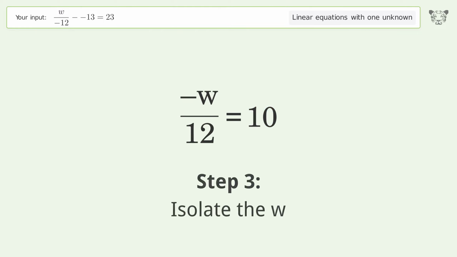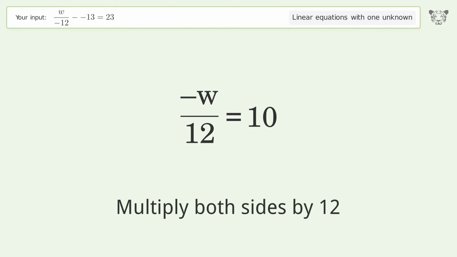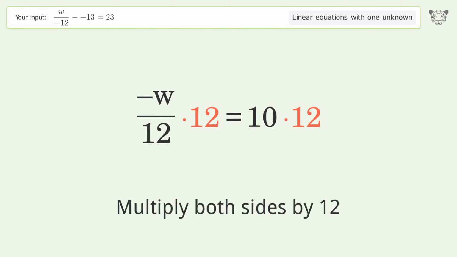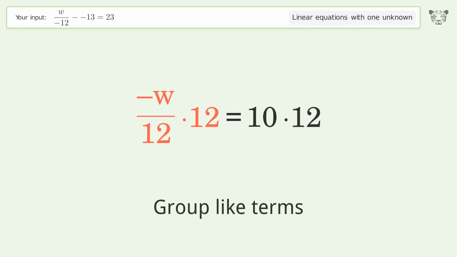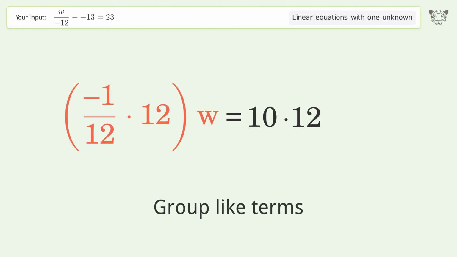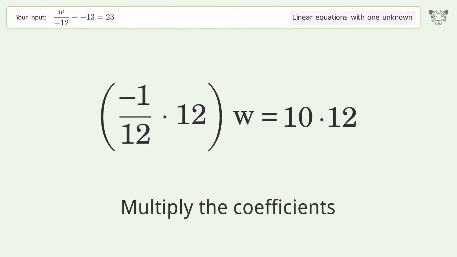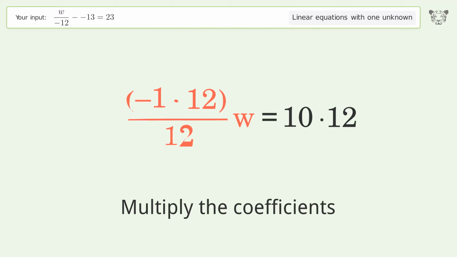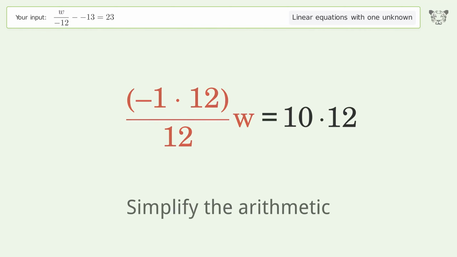Isolate the w. Multiply both sides by 12. Group like terms. Multiply the coefficients. Simplify the arithmetic.